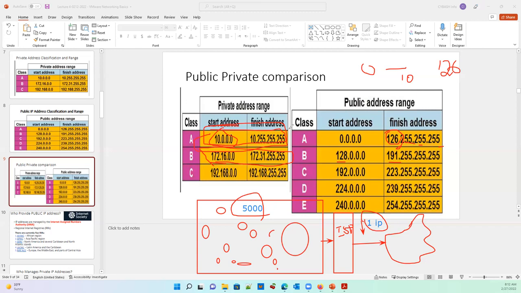So now you have version 6 that will have a 128 bit address, which will extend the 32 bit, which is virtually, or technically, people say we will never run out of IP addresses.